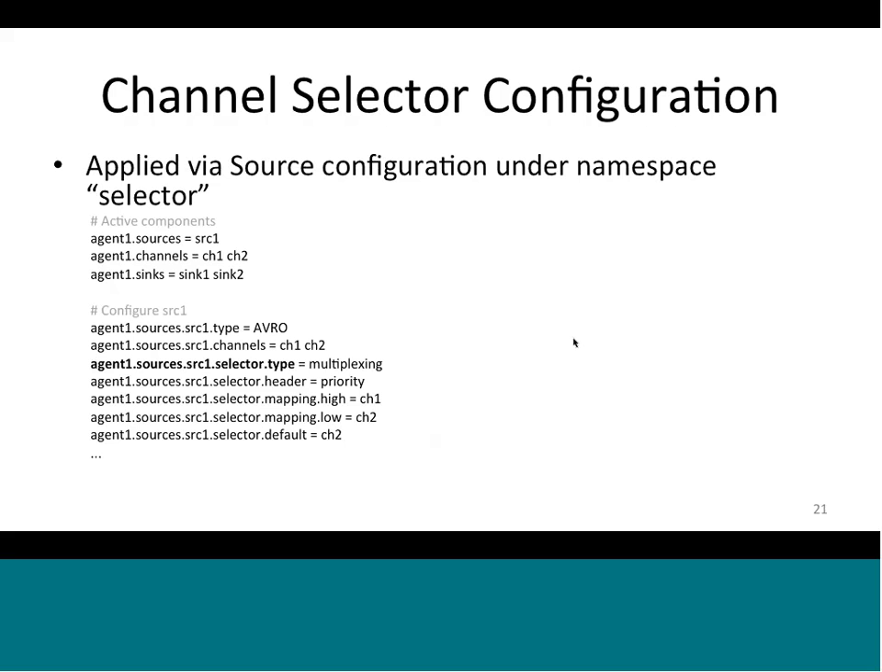So how do you configure this kind of a thing? How do you configure the channel selector? The way you configure it is this, right? In the event header, there is a field called priority. If the value of field priority is high, then you will send it to channel 1. If the value is low, then you send it to channel 2. If it is anything other than high or low, you send it to channel 2. That's how you can route events.